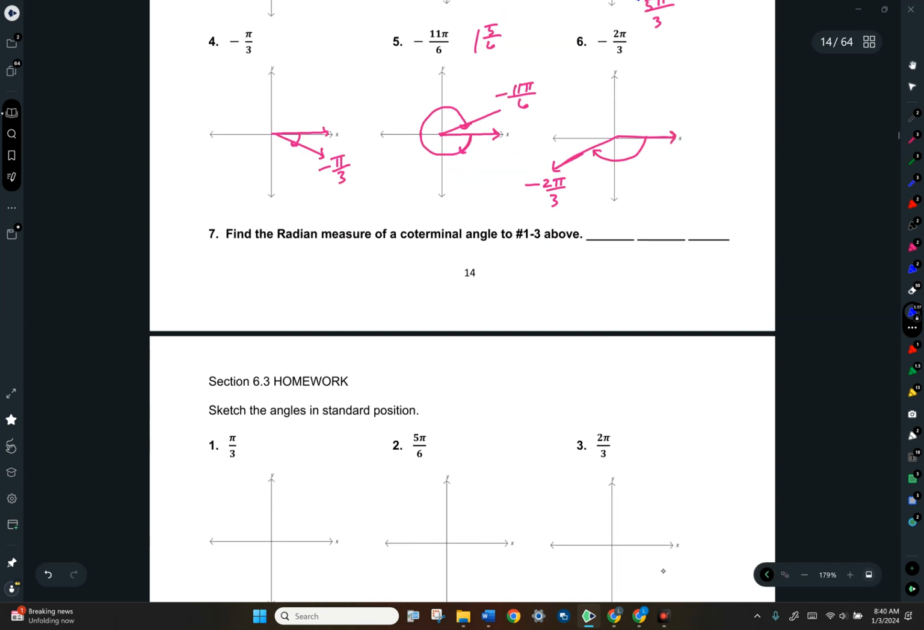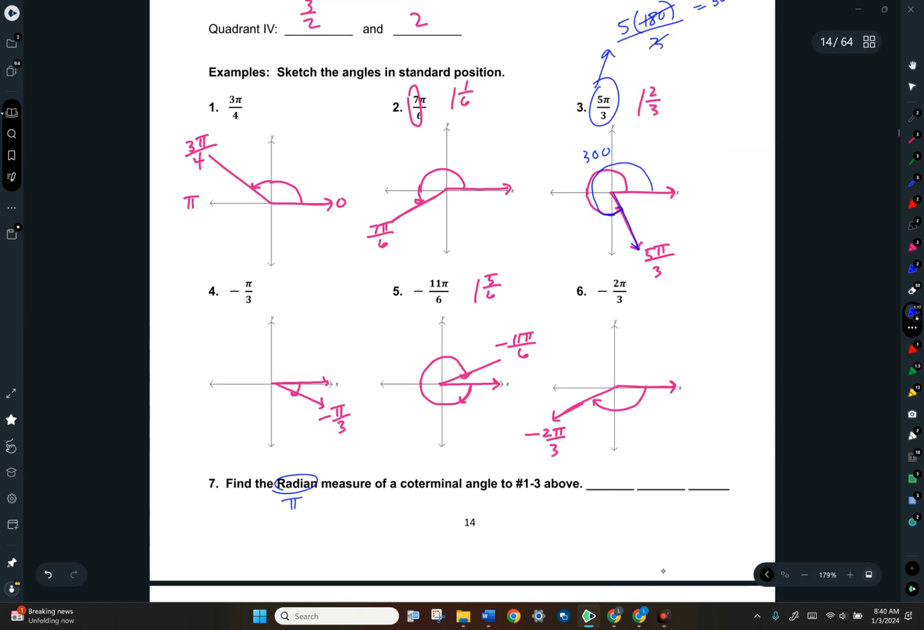All right, so let's keep going. It says find the radian measure. So I don't want degrees, I only want pi. Find the radian measure. Remember, radian means in terms of pi, of a coterminal angle to number 1 through 3 above. Okay, so remember, number 1 was 3 pi over 4. Number 2 was 7 pi over 6. And number 3 was 5 pi over 3.